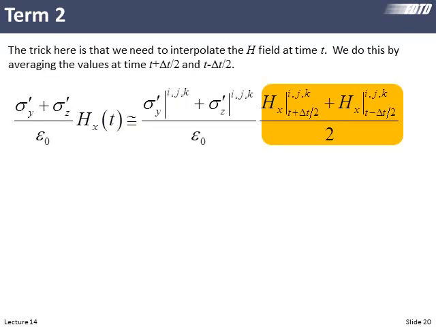Term 2, we have a bunch of constants here. They don't change. And then we have an H field. But the H field is designed in our finite difference scheme to exist at the half time steps. Well, here we need one that exists at an integer time step. So how do we do that? We interpolate. We average the H field at the future time step with the H field at the previous time step. And so if we average that, we are interpolating the H field to exist at time t instead of t plus delta t over 2 or t minus delta t over 2. So not too tricky.